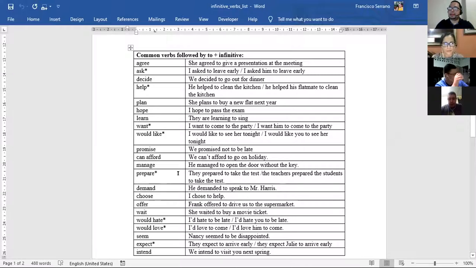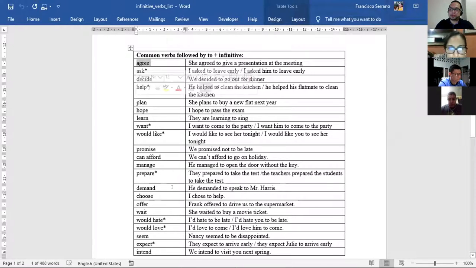Esto se lo estoy mostrando para explicárselos un poco más. Tenemos el verbo agree. Después de todos estos verbos, after these verbs, we are going to use an infinitive. Aquí dice choose, pero ya en la oración dice chose, pero le falta una letra. Me aparece la palabra choose con dos O, y ya en la oración me aparece chose con una O. ¿Hay algún error ahí? No, es que este es el presente y este es el pasado. Hay unos verbos irregulares. Entonces aquí está choose, y este es chose.